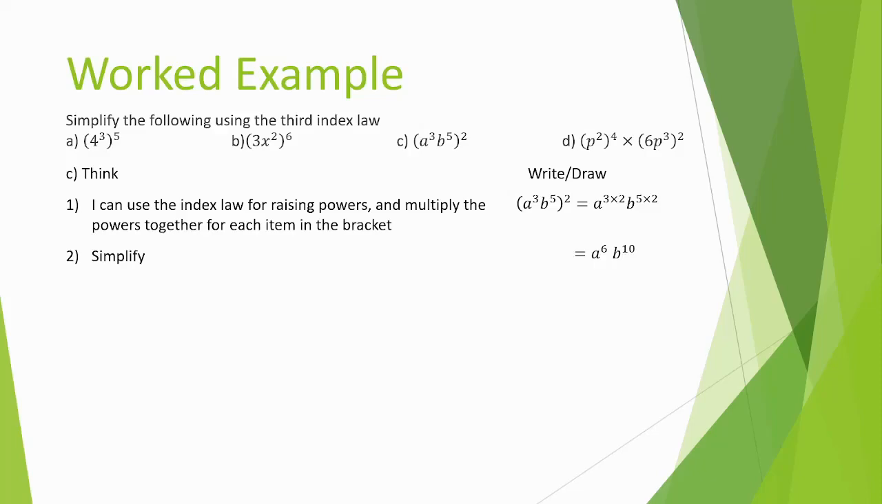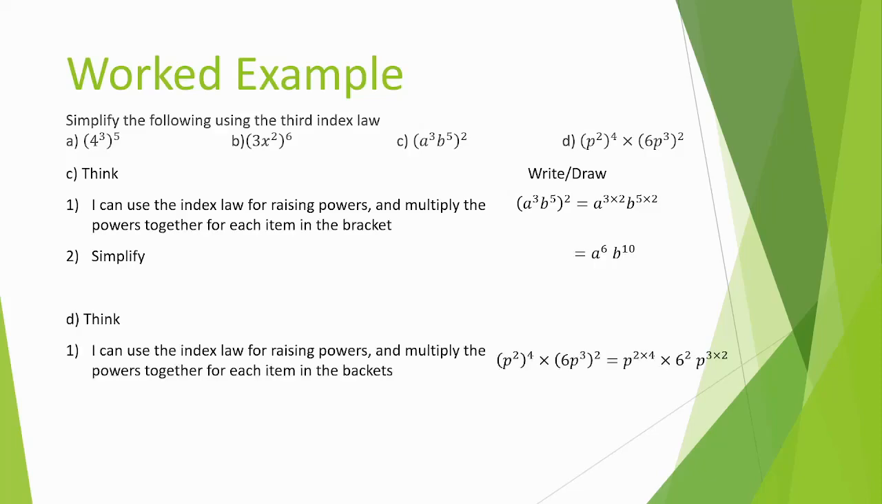Now for the last one, this one's going to take a little bit more working, and this is where showing your steps is really useful. So I'm going to start off by using that third index law, and I'm going to get p to the power of 2 times 4 all times 6 to the power of 2 and p to the power of 3 times 2. So I've used the third index law on both the first and the second brackets. Now, once I simplify that down a bit, I notice that I've got two things that have bases of p. I've got p to the power of 8 and p to the power of 6.